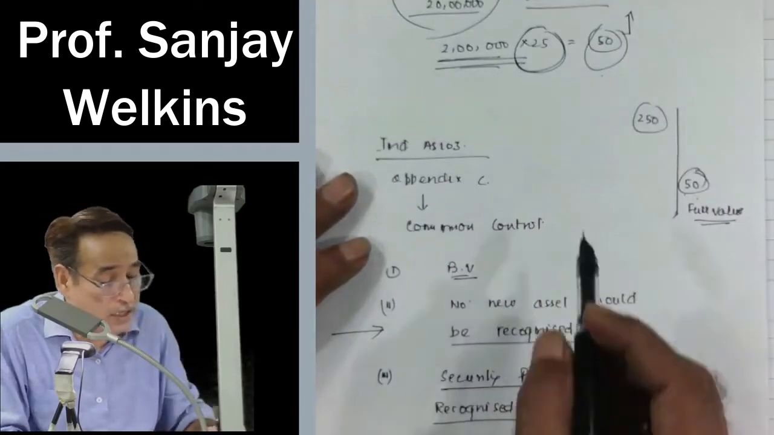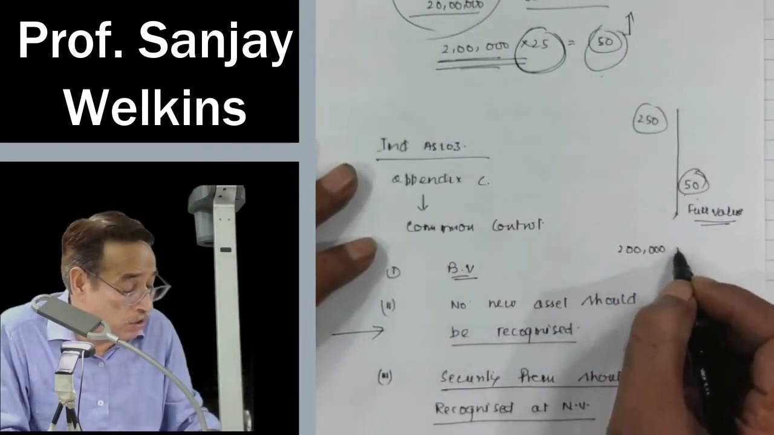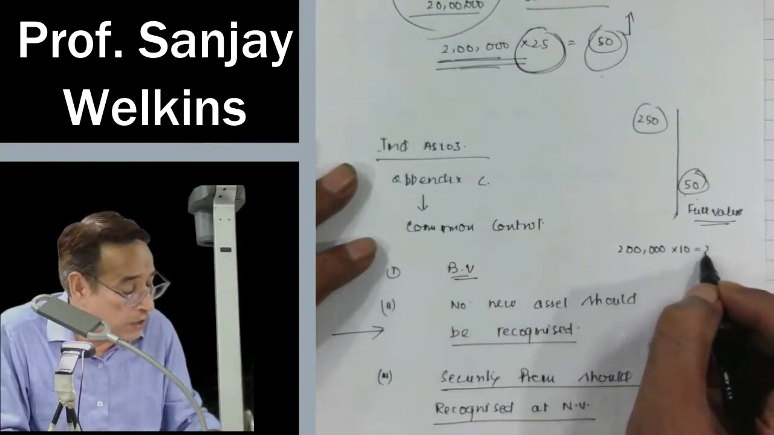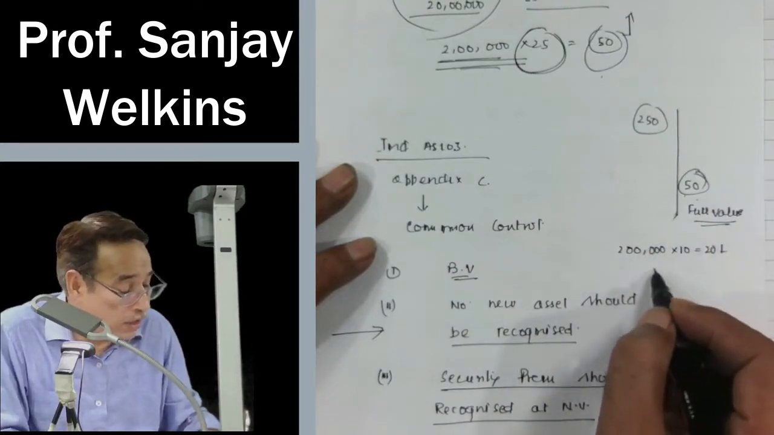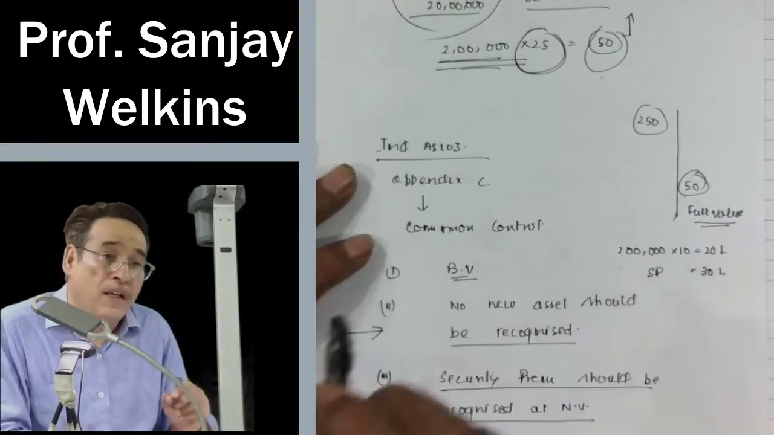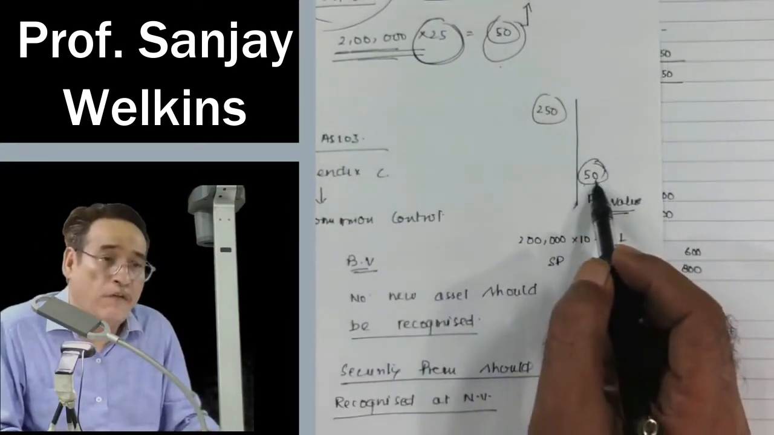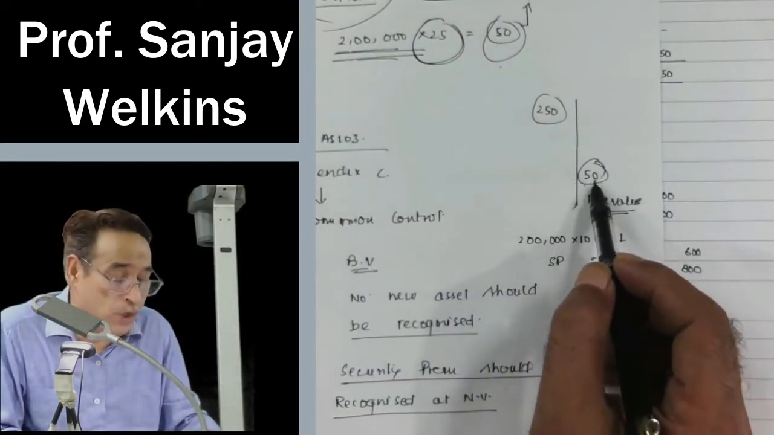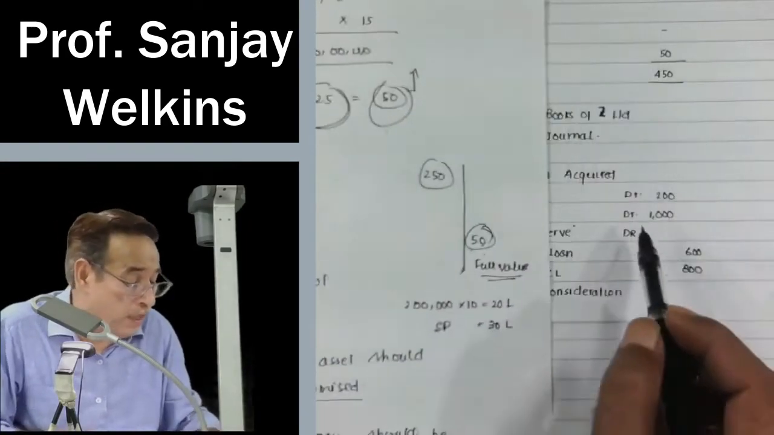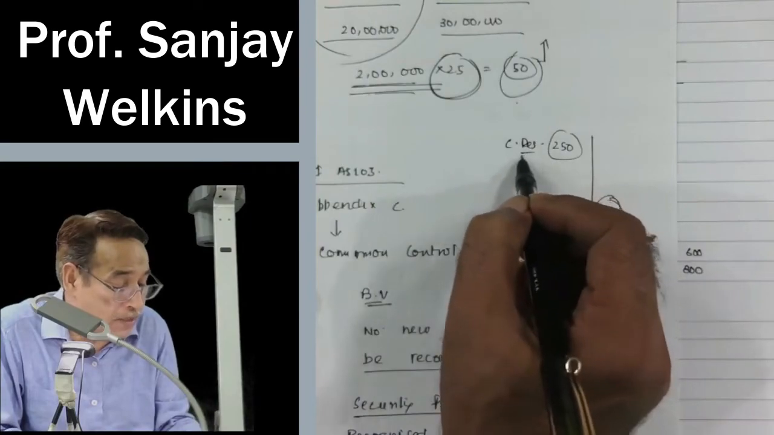Sir, if we are writing here 2 lakh into 10, it means we are recording only the shares at nominal value, that is 20 lakhs. Then what about 30 lakhs worth of premium? What about that? Now try to understand this particular point. If I had written here 50 as the consideration amount, I told you earlier the balancing figure will be equal to 250 and we would have considered that figure as capital reserve.